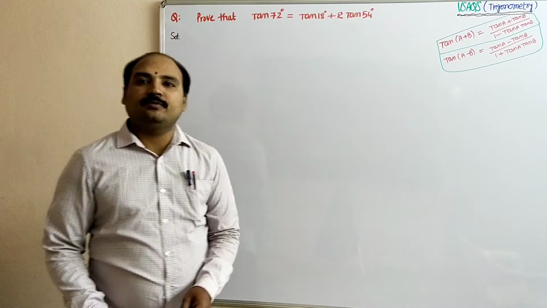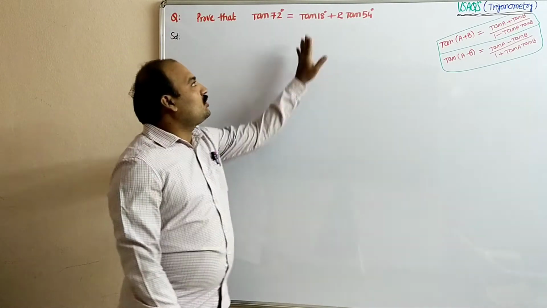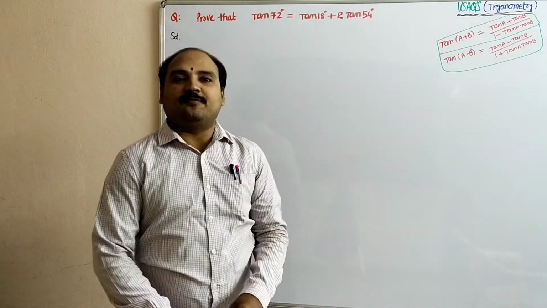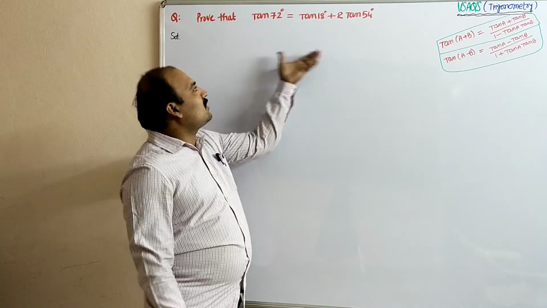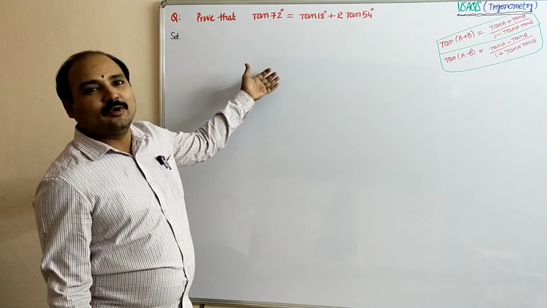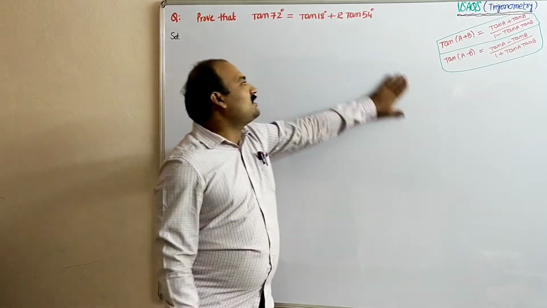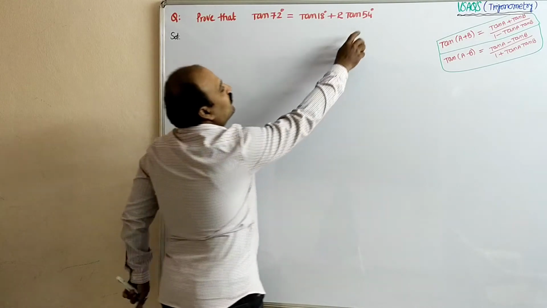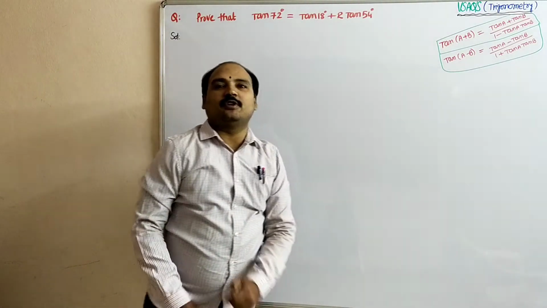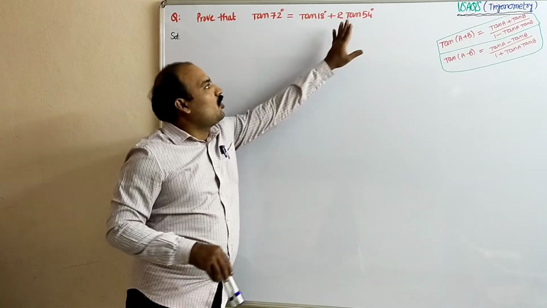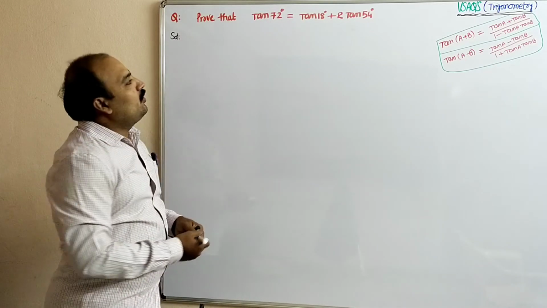The next question: prove that tan 72 degrees equal to tan 18 plus 2 tan 54. Don't expect that every question will be a direct question. Here, the sum or difference of them is going to give another value, so it is not possible directly. Consider here 54 plus 18 is 72, okay, but here 2 times tan 54 is there. So 54 we can write as 72 minus 18. In this way we will get the answer.